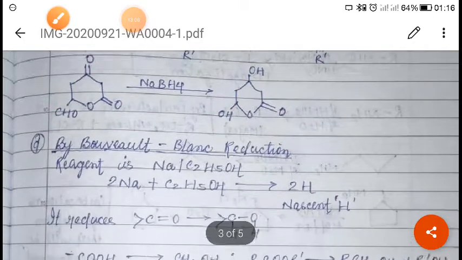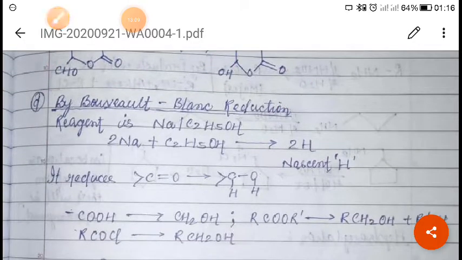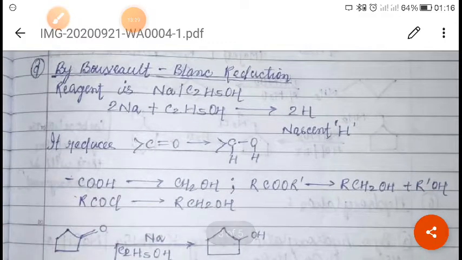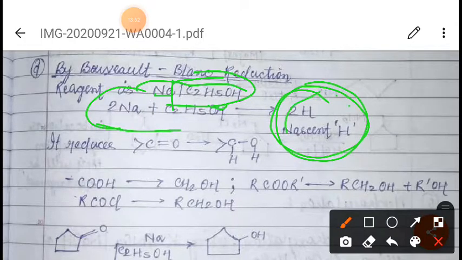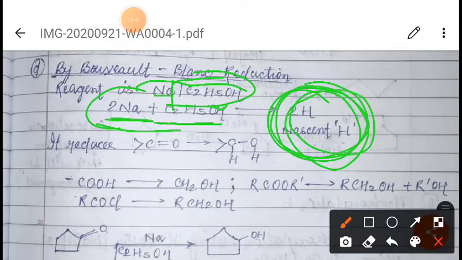Now next is the Bouveault-Blanc reaction. Here the reagent is Na plus C2H5OH. When this reagent reacts, it forms 2H, and this H is called nascent hydrogen. We know this; in class 11 also you have learned this. 2Na plus C2H5OH will give what? Nascent hydrogen, which is 2H.